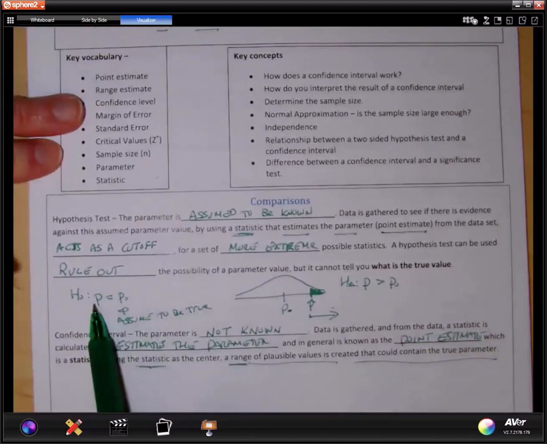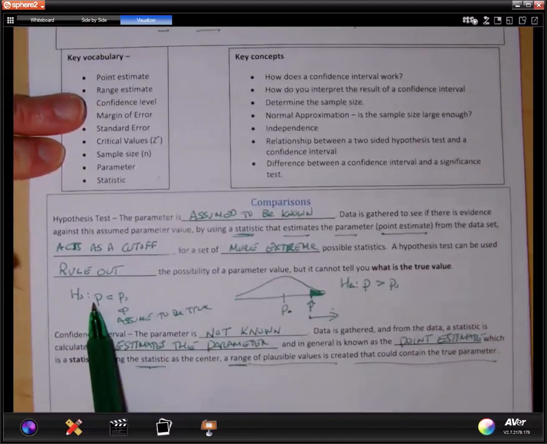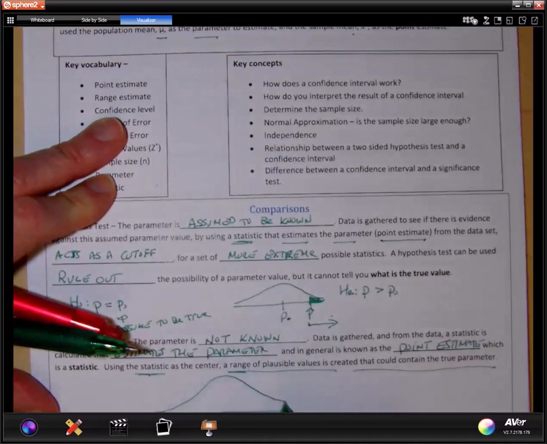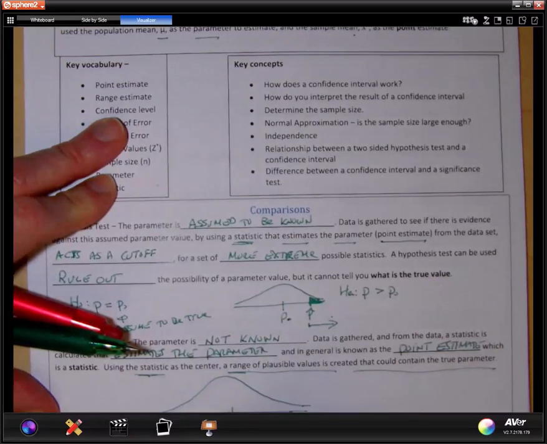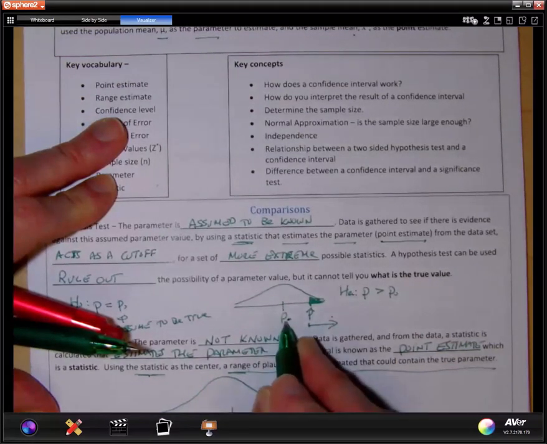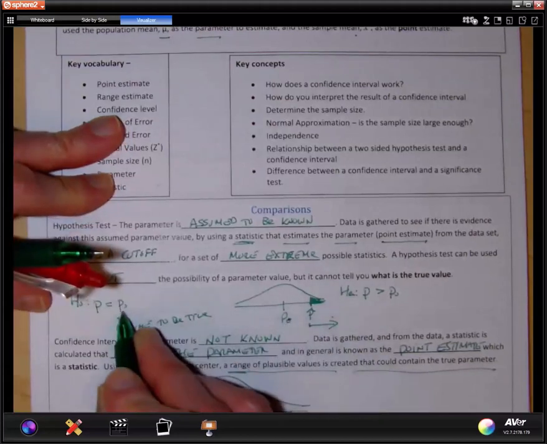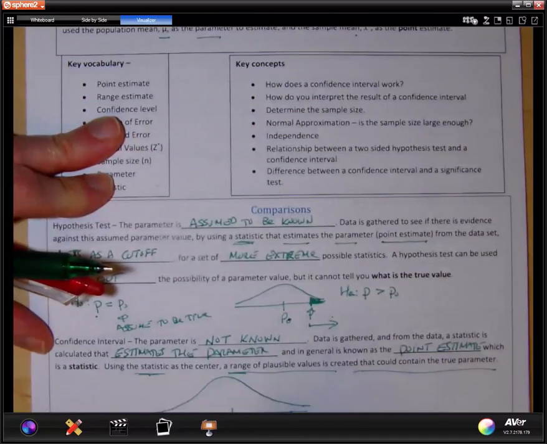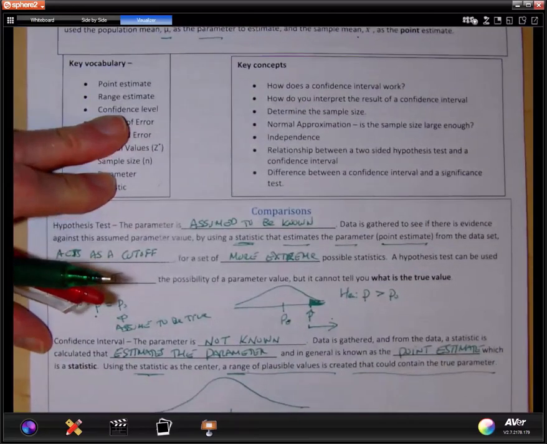So the viewpoint is this. There is no assumption about what the parameter is. Instead, we have this picture. Here's a picture of a confidence interval. Again, notice I'm drawing a normal curve. And see this value? I'm not going to put P naught. This represents an actual value. I don't know what this is. Instead, I'm saying, what is the parameter, the population proportion in this case? And the answer is, I don't know.